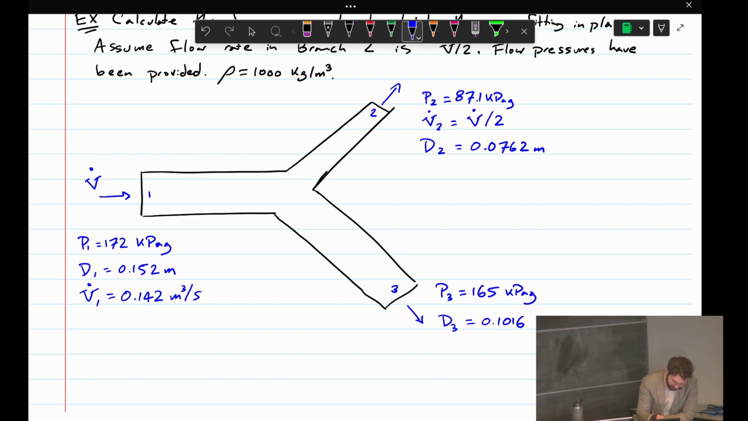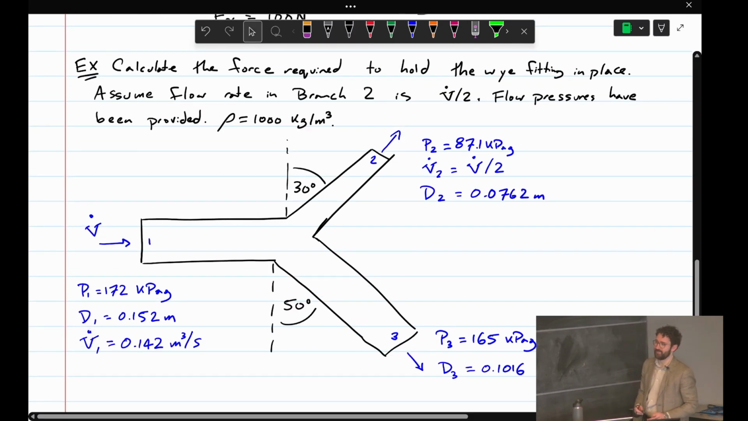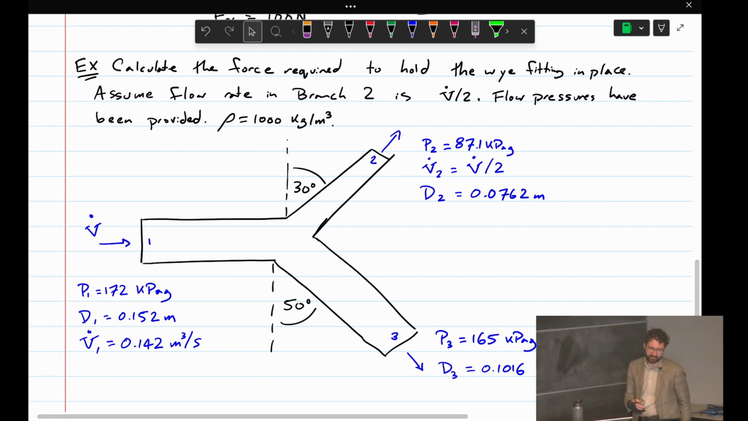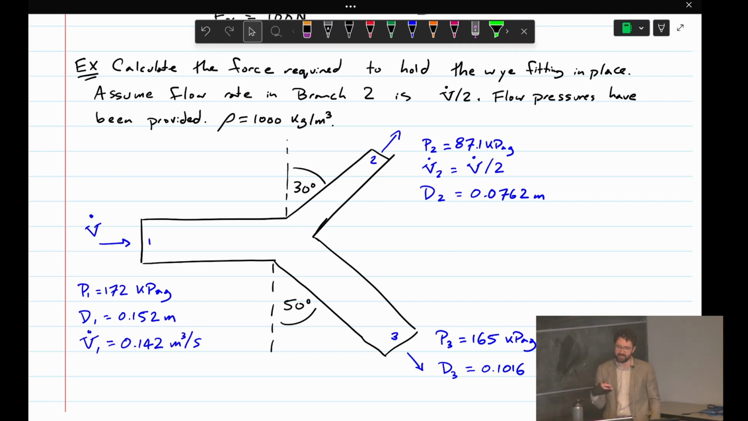Okay. We're given also the angles of these branches. So that angle is 30 degrees. Okay. So that is the problem setup. Our objective here is to calculate the force required to hold this Y fitting. Force is a vector, so we're going to have X and Y vector components at the end of this.